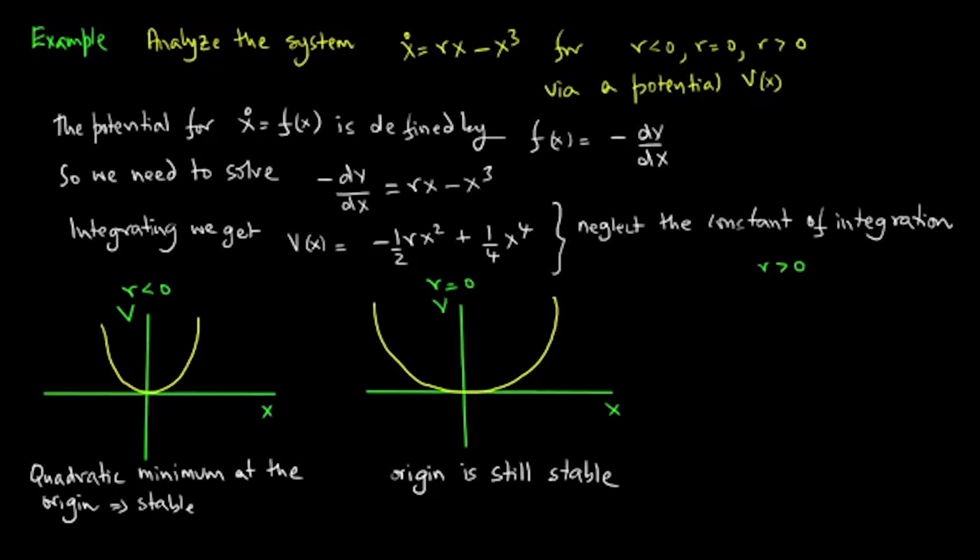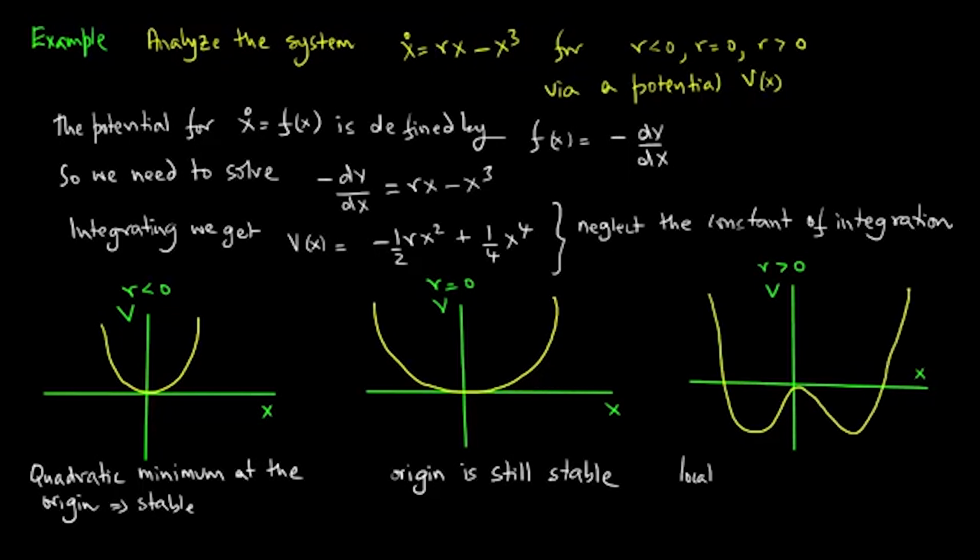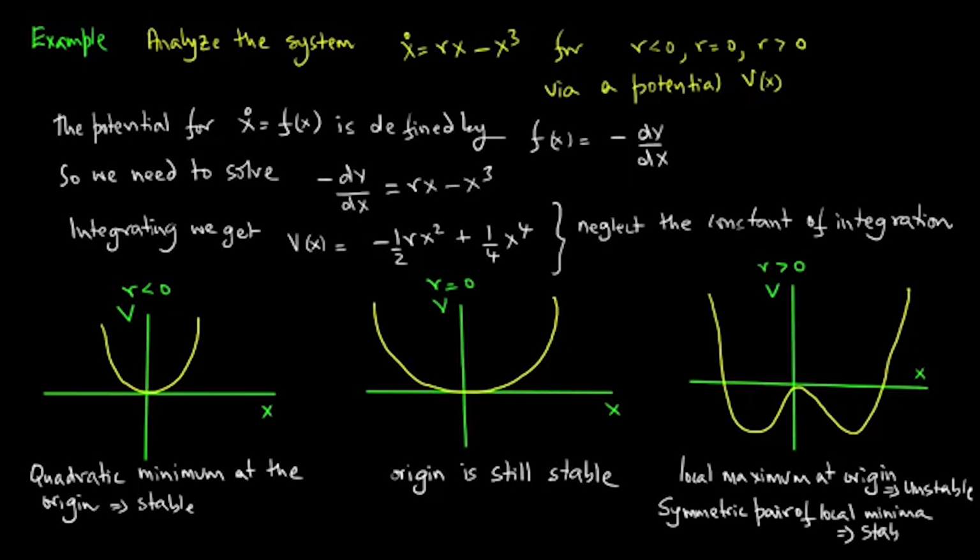And for r greater than 0, we get something more complicated. We have a local maximum at the origin, implying an unstable fixed point, and a symmetric pair of local minima, implying stable fixed points. Now let's consider a subcritical pitchfork bifurcation.